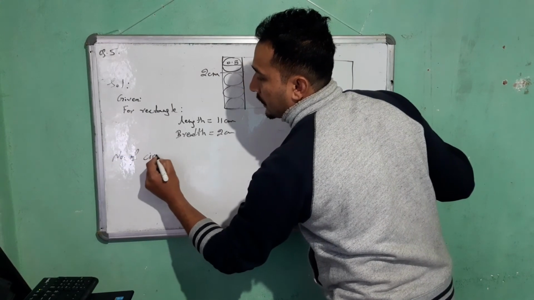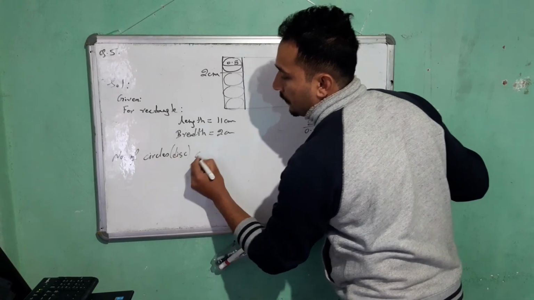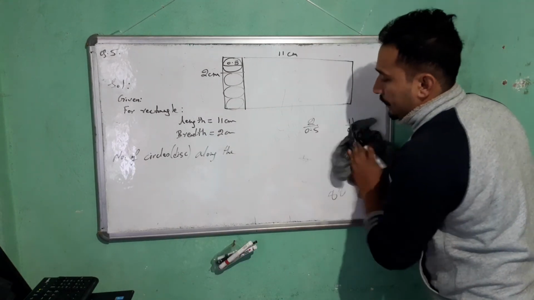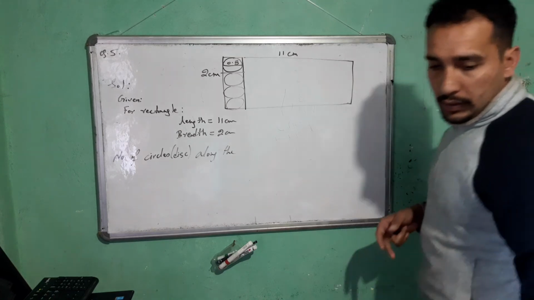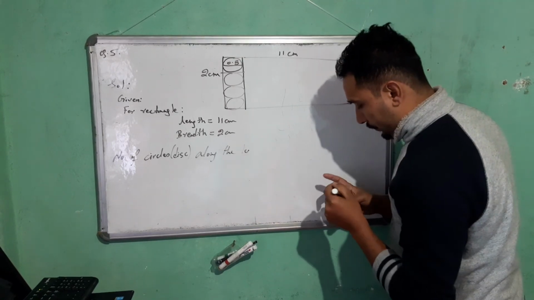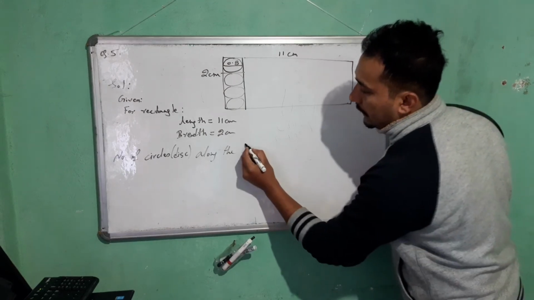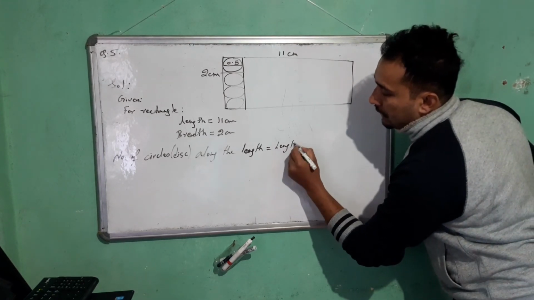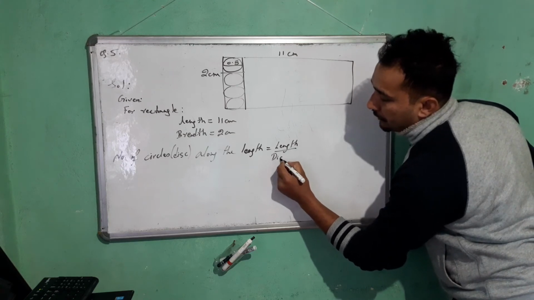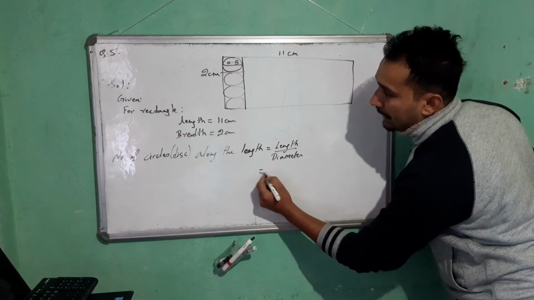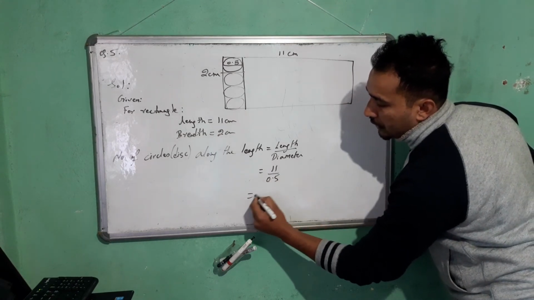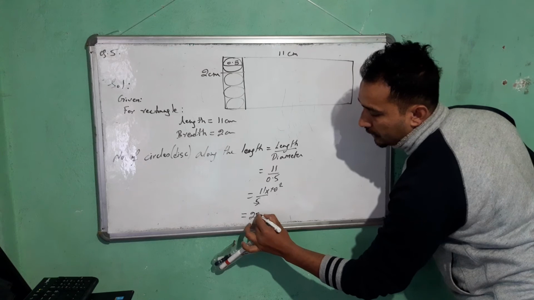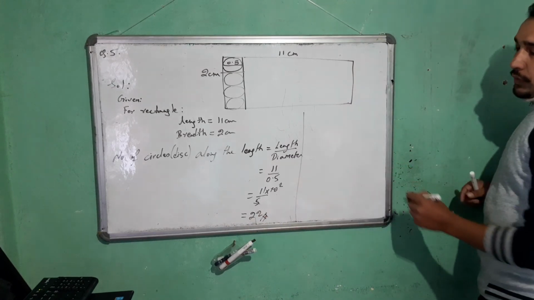Number of circles along the length is equals to length divided by diameter of circle. Length is 11 divided by diameter is 0.5. So 11 divided by 5, if you remove the point, 10 goes up, 5 2s are 10, so 11 2s are 22.